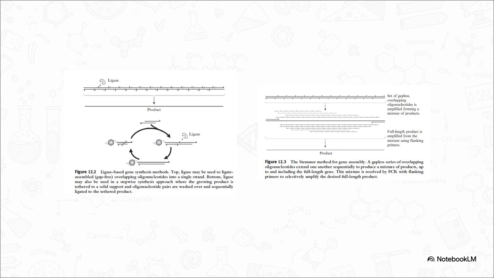The method on the left uses an enzyme called ligase, which is basically molecular superglue. It finds the perfectly matched ends of two fragments and just bonds them together. The method on the right is more like weaving. It uses polymerase, the same enzyme from PCR, to fill in the gaps, using the overlapping ends as a guide to weave all the short pieces into one long, seamless DNA strand.